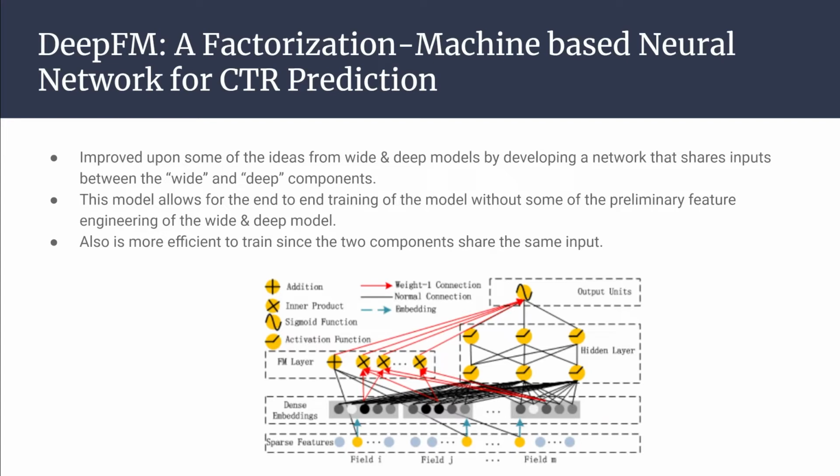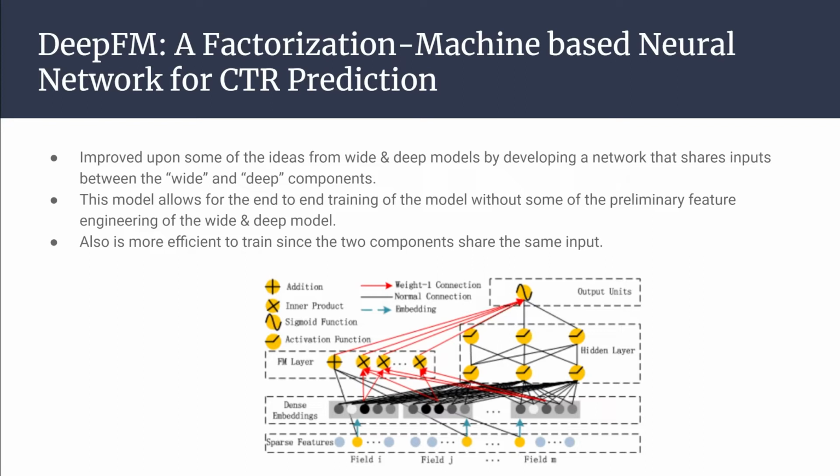So the next paper that we're going to be going over is DeepFM, a factorization machine-based neural network for CTR prediction. And DeepFM was like a direct improvement over the wide and deep network that we just went over. So basically what they did is they made it so that both components, both the wide and the deep components, use the same inputs.